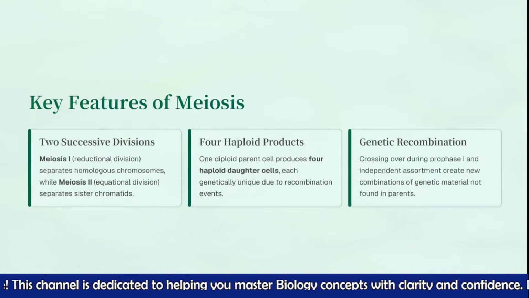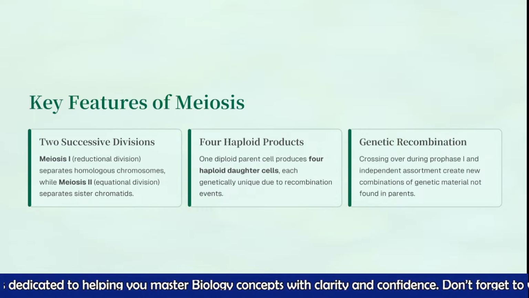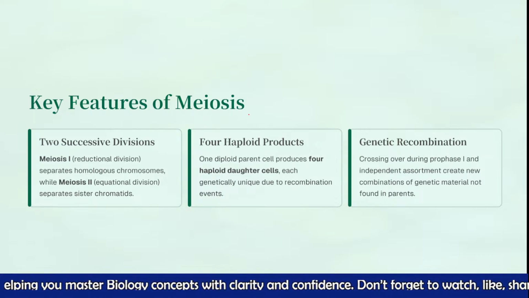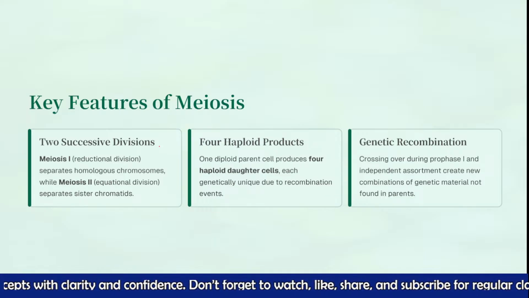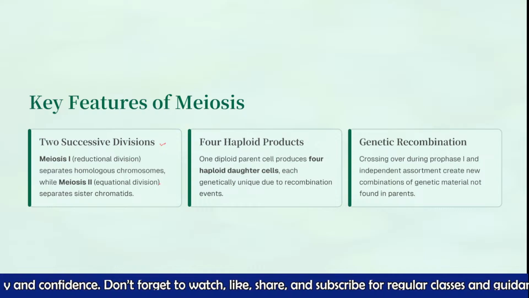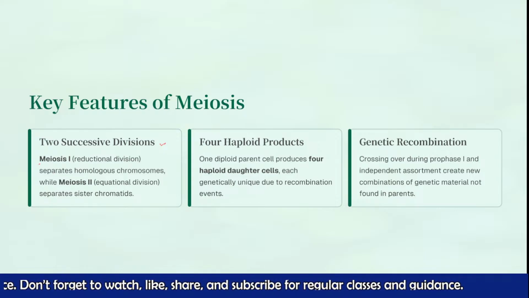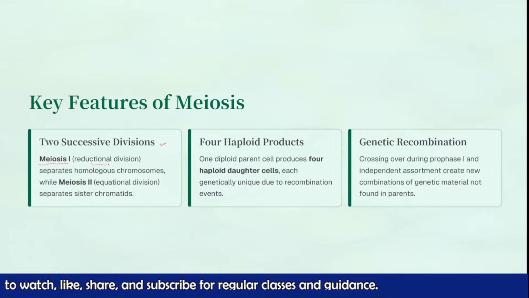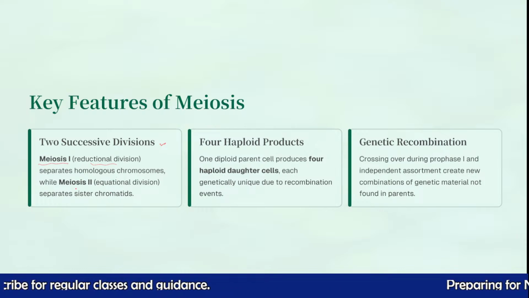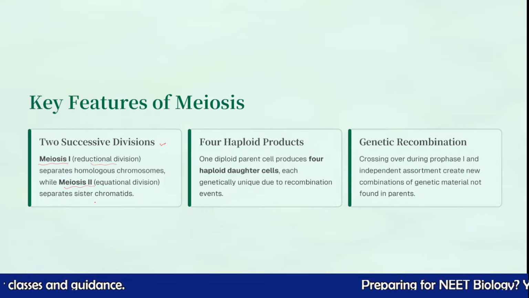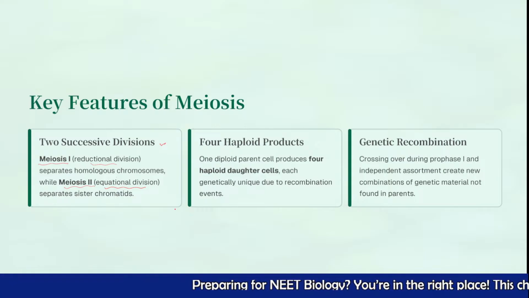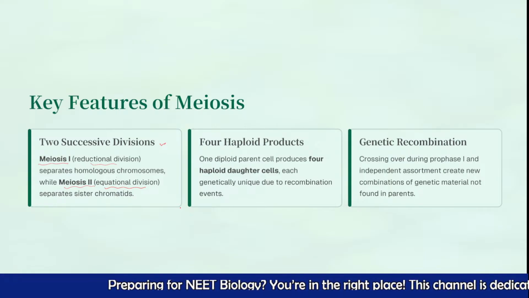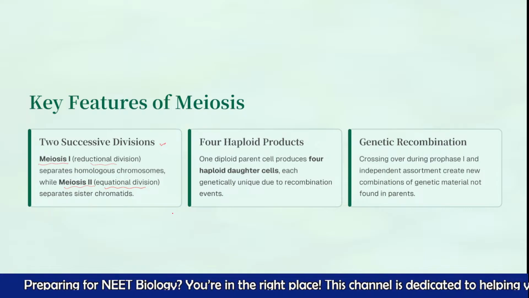Then the key features of meiosis, the basic key features, right? There are certain differences between mitosis and meiosis. Meiosis consists of two successive divisions, right? Meiosis 1 is called a reduction division. In this, the homologous chromosomes separate. Then meiosis 2 is the second part of meiosis, that is the equational division. That is the same as that of mitosis, what we learned in the previous class. The same way, meiosis 2 also happens.